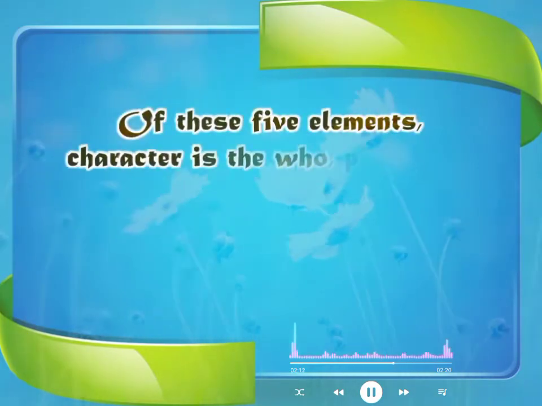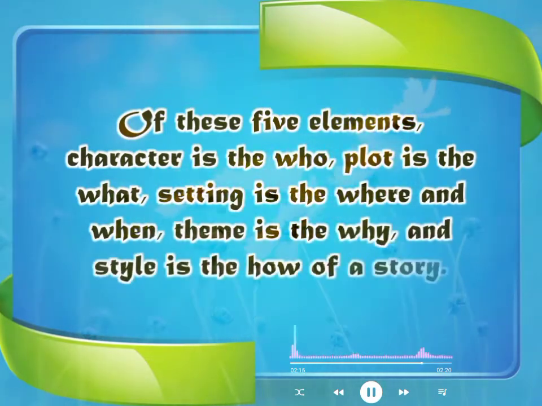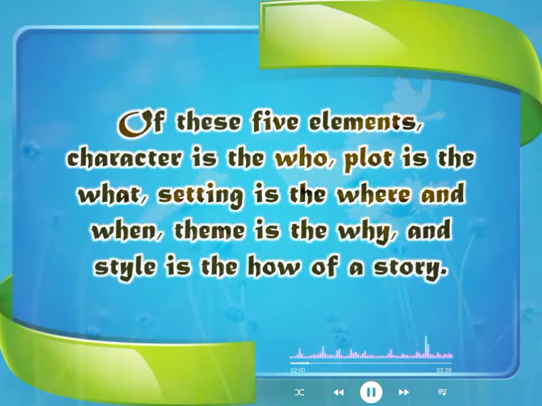Of these 5 elements, character is the who, plot is the what, setting is the where and when, theme is the why, and style is the how of a story.